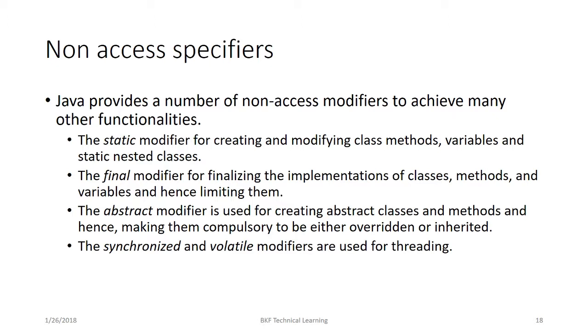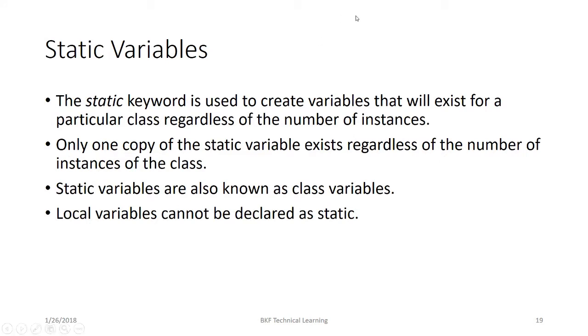Java provides a number of non-access modifiers to achieve many other functionalities. The static modifier for creating and modifying class methods, variables, and static nested classes. The final modifier for finalizing the implementations of classes, methods, and variables and hence limiting them. The abstract modifier is used for creating abstract classes and methods and hence making them compulsory to be either overridden or inherited. The synchronized and volatile modifiers are used for multi-threading purposes, which we'll see in detail in the upcoming episodes. Okay, now let's start with static variables.